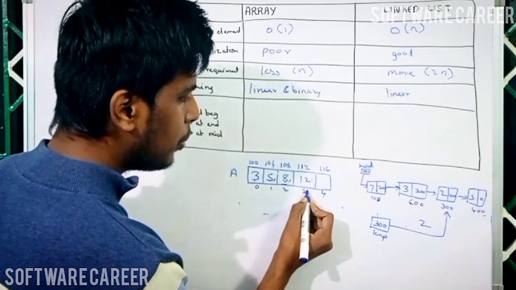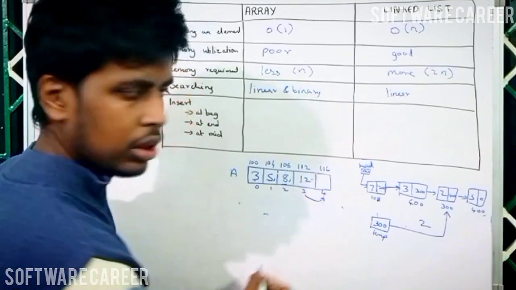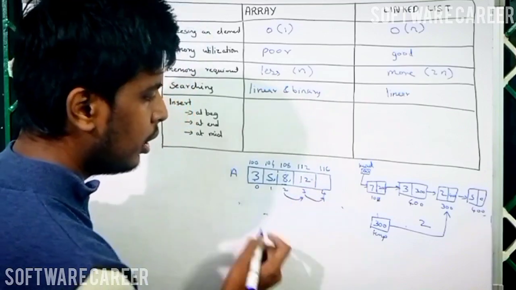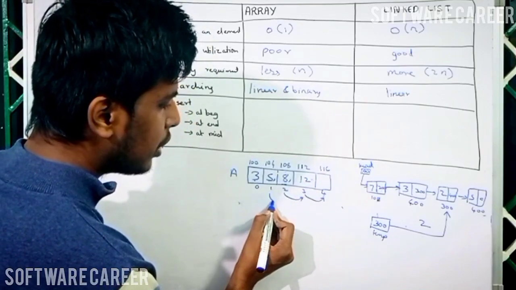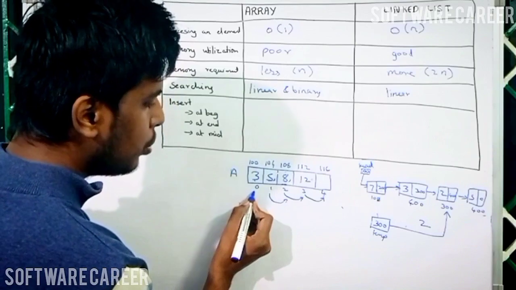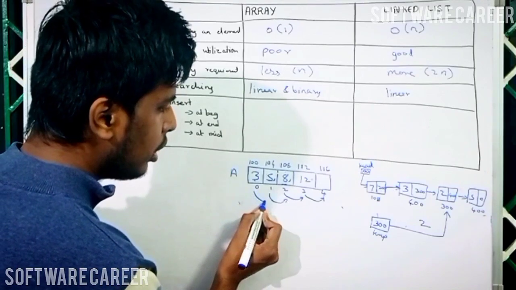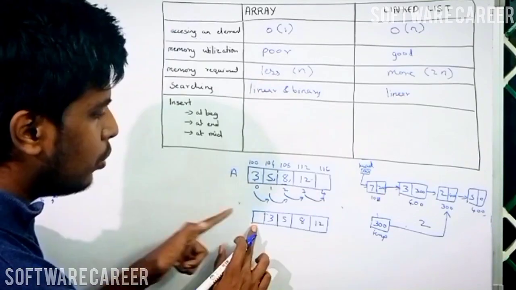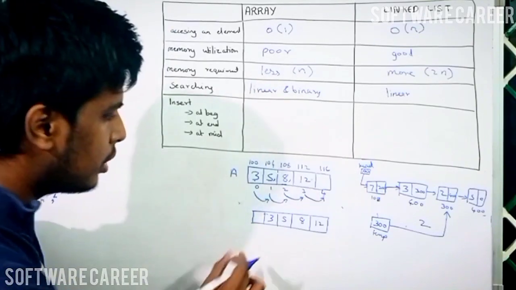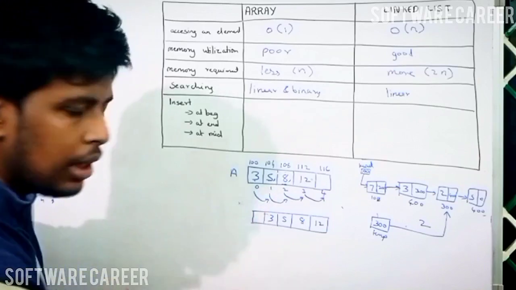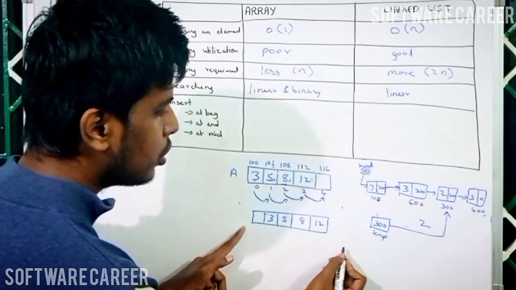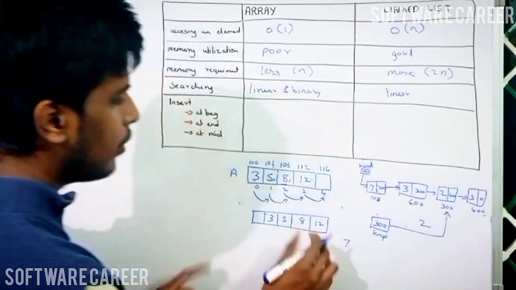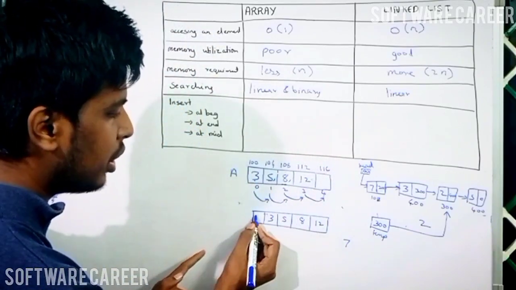So for inserting an element at the beginning, you should move the element present at the third index to the fourth. Then you should move the element present at the second index into the third index. Then move the element present at the first index to the second index. Then move the element present at the 0th index to the first index. After doing it, the first space is empty. Now you can store, suppose, 7 at the beginning. Now this is empty, you can insert 7.